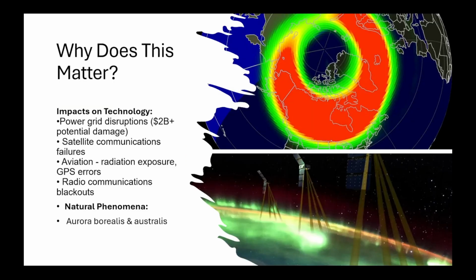Why does this matter? This isn't just academic. In November 2025, we experienced G4 level storms that caused auroras to be visible in the middle of the United States and caused disrupted satellite operations. Understanding space weather is critical for our technology-dependent society.